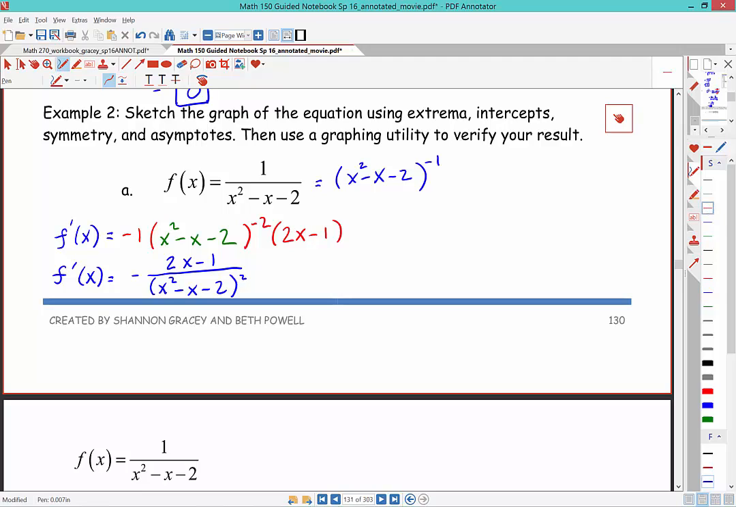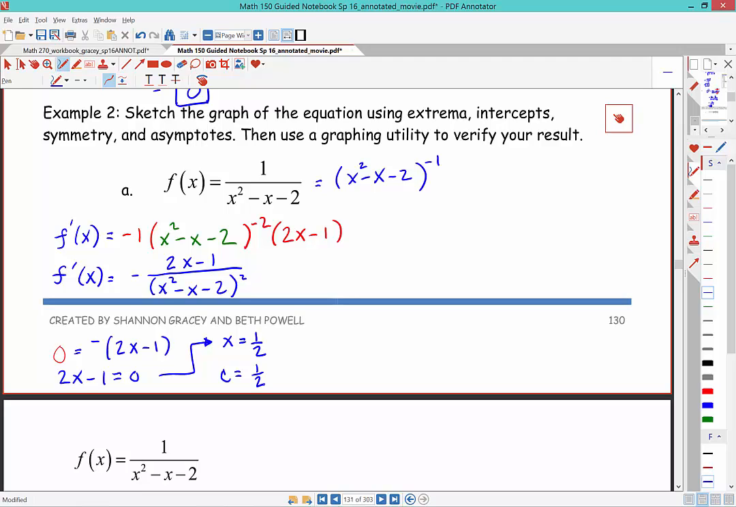Now, finding the zeros of this, we just set the numerator equal to 0 and solve. So 0 will be, I'll just put that negative in with it, 2x minus 1 is 0. And we'll get, good, x is equal to 1/2. So our critical number c is 1/2. Good so far? Awesome.